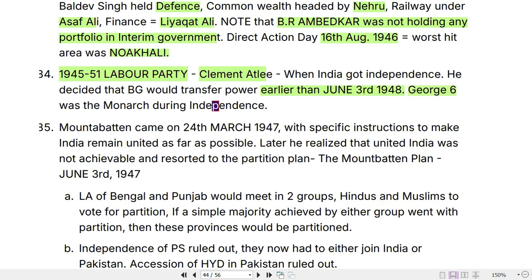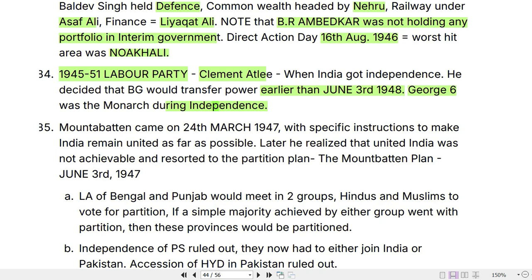George VI was the person who was the king or the monarch of England while India got independence, and the Prime Minister was Clement Attlee. And earlier, it was decided to give independence sooner than 3rd of June 1948.